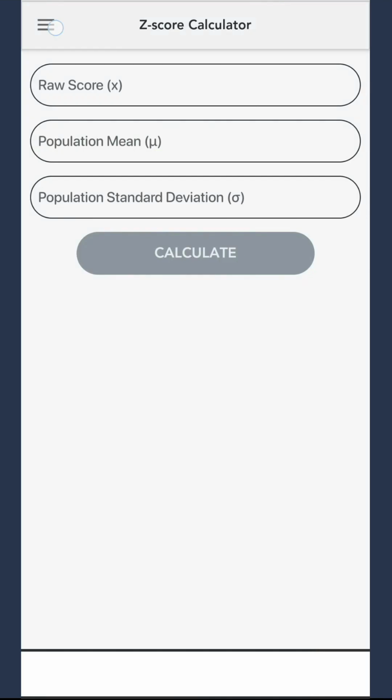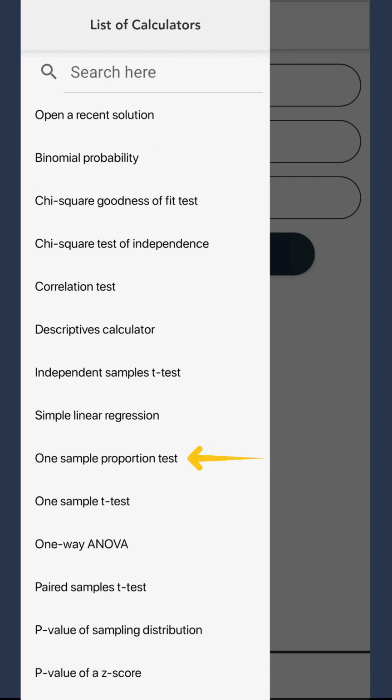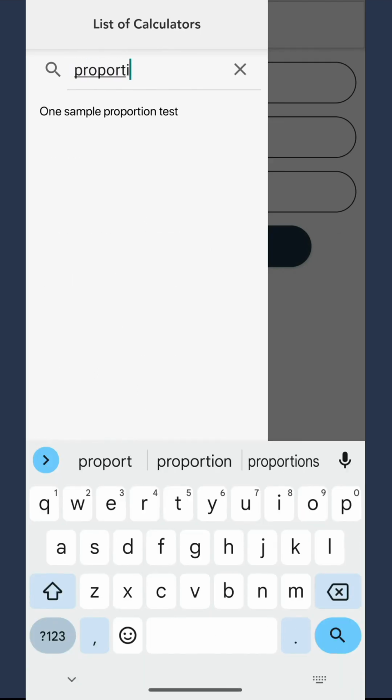Head to the menu bar and click on it. And here's a quick pro tip. To make things even easier, use the search bar. Just type proportion, and voila! It will lead you straight to the calculator.